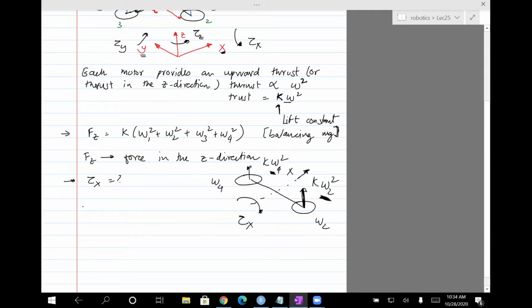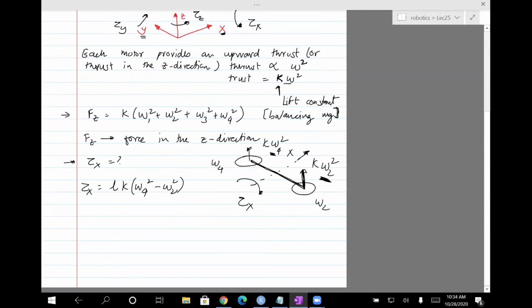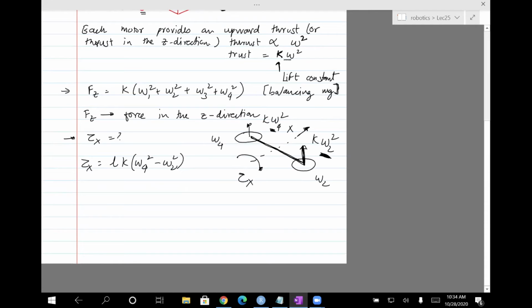So then tau x is given by k times (omega 4 squared minus omega 2 squared), but that's the difference in the force. You still need to multiply by the lever arm, which is basically the distance between the two motors, which in this case is L. So that's how the quadcopter is able to spin about the x-axis. If you want to spin about the y-axis, then the same logic applies.